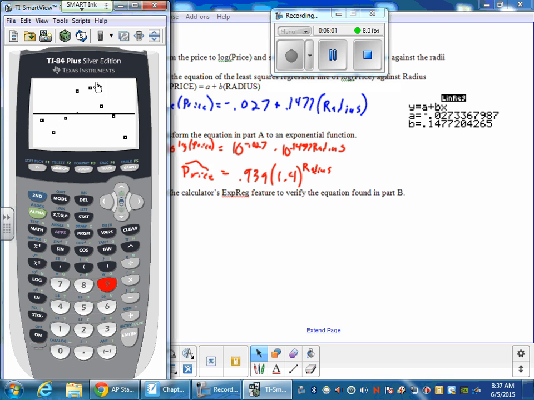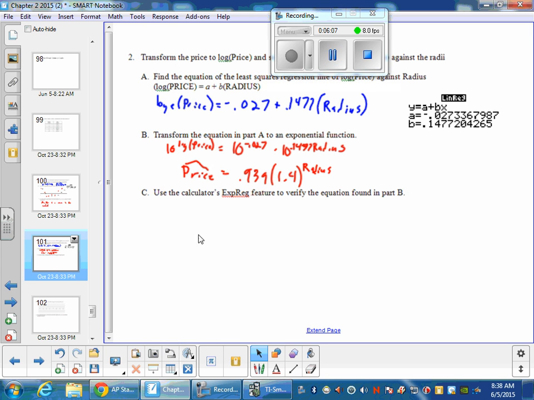Kind of below the line, above the line, below the line. It doesn't look a lot better than the previous residual plot. So we'll want to look for some more residual plots.